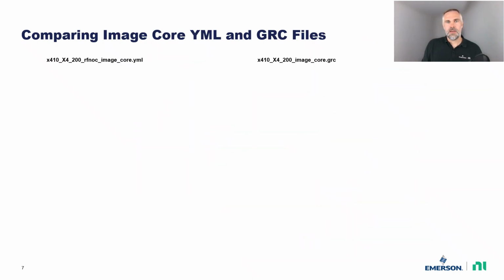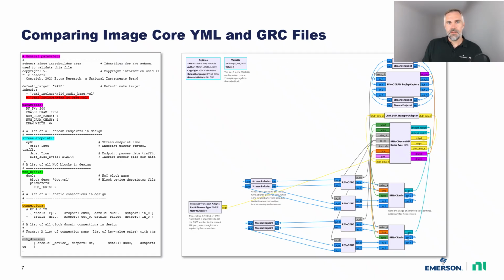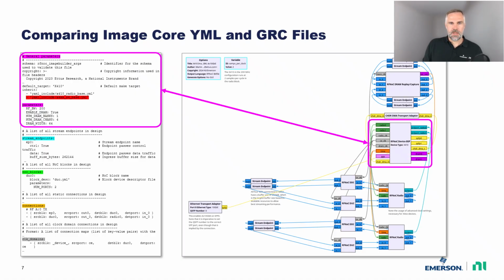Now, how does the FPGA design in GNU Radio Companion relate to its text-based counterpart using an image core YAML file? Let's compare both approaches side by side. The image core YAML file starts by setting general parameters. These are defined as part of the board support package. The corresponding block in GNU Radio Companion is the RFNoC device board support package block and its configuration options.